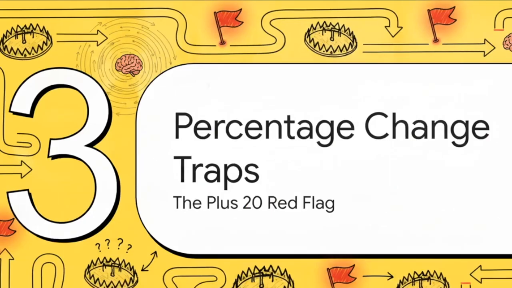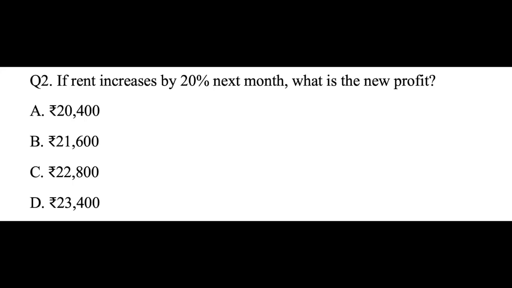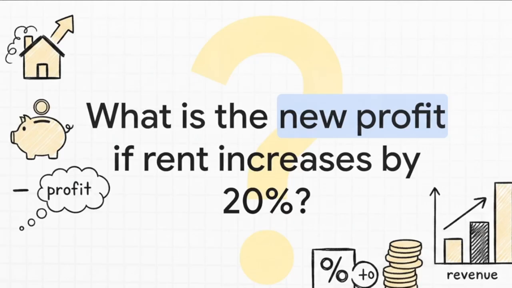But don't get too comfortable just yet. Now we need to talk about avoiding percentage change traps, specifically what we call the plus 20 red flag. Okay, lean in for this one because here is where things get a little tricky. Test makers love, and I mean love, to set psychological traps. They know exactly how our brains want to take the path of least resistance. Let's use the exact same business from our last example. The revenue and all other expenses remain totally unchanged. But what if the rent increases by 20% next month? What is the new profit?